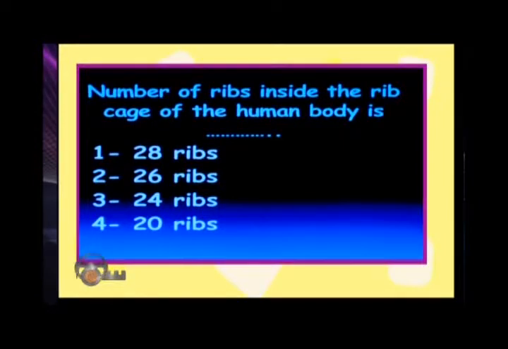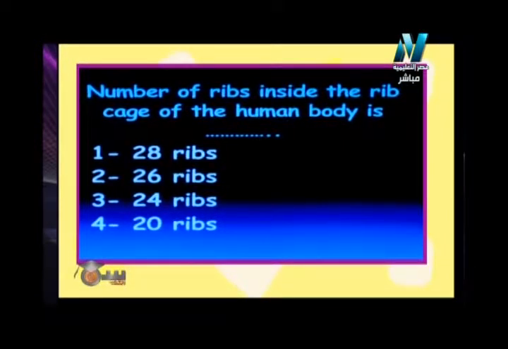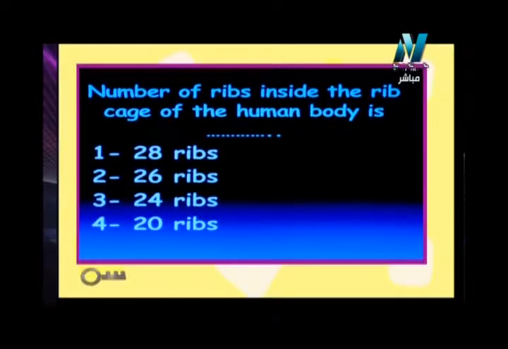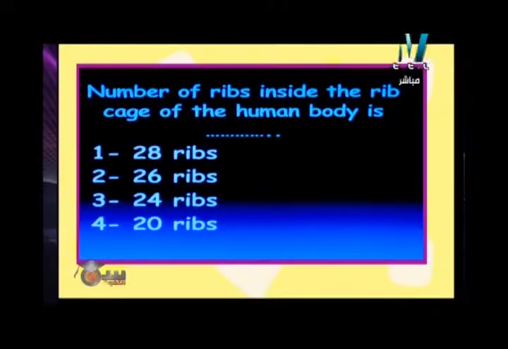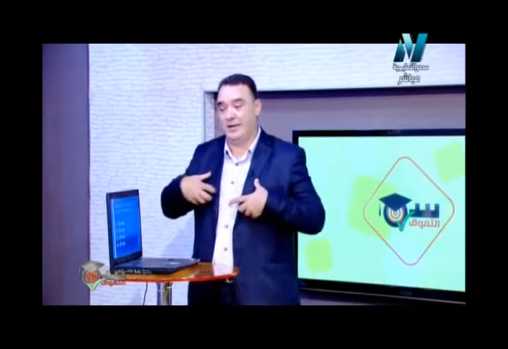24. Why? Why 24 ribs? Because the human rib cage consists of 24 ribs or consists of 12 pairs. ممكن نسميها 12 pairs. هما 12 زوج. يعني في 12 ضلع يمين و 12 شمال. فعشان كده بنسميهم 24 ribs or 12 pairs.